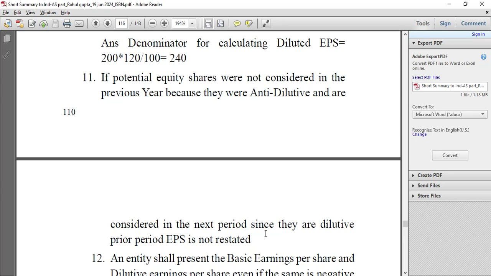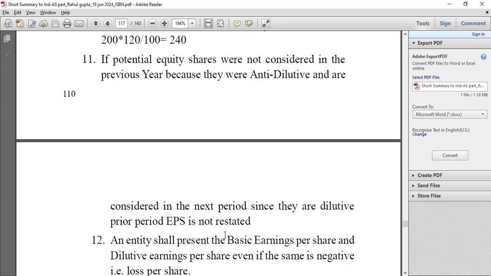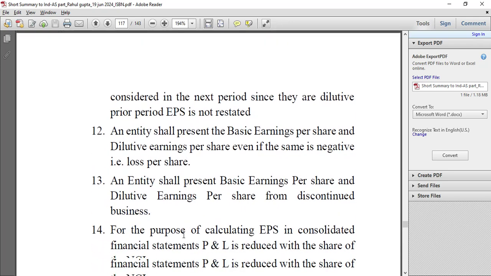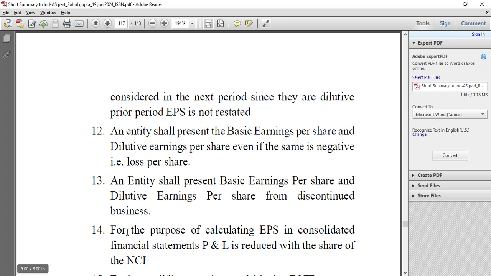If potential equity shares were not considered in the previous year because they were anti-dilutive and are considered in the next period since they are dilutive, prior period EPS is not to be restated. An entity shall present the basic and dilutive earnings per share even if negative, that is loss per share, and from discontinued business.